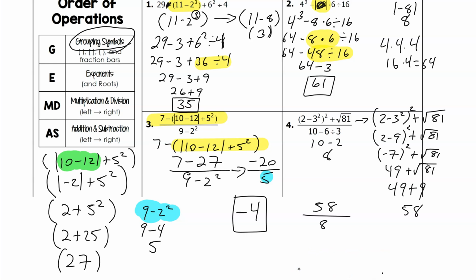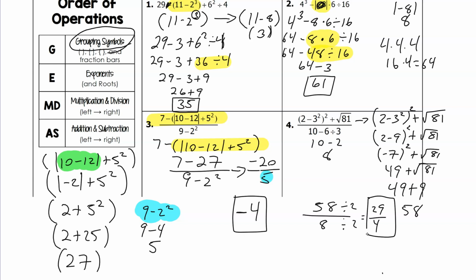Now, when I look at 58 divided by 8, I notice that 2 can go into both. So if I divide both of them by 2, because they're even numbers, that gets us 29 over 4. Well, now 29 is odd and 4 is even, so there's only a couple of numbers that can go into both. In this case, there aren't any. So that's going to be our answer, 29 over 4.